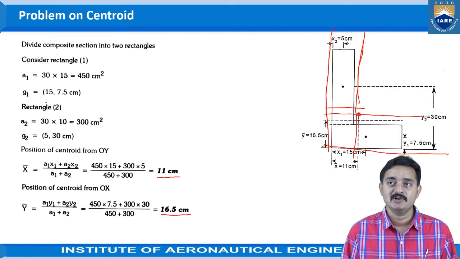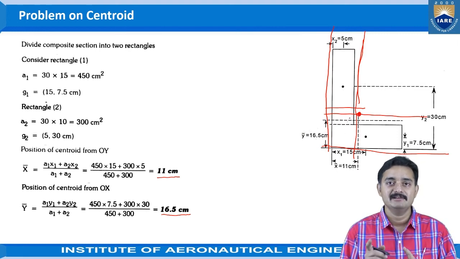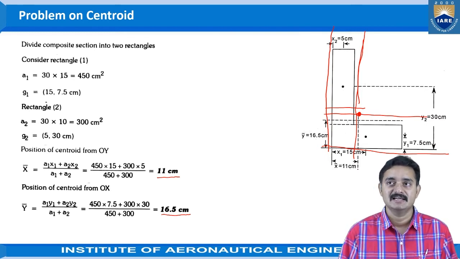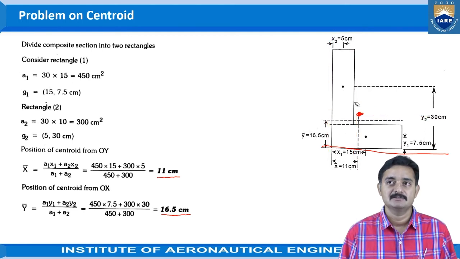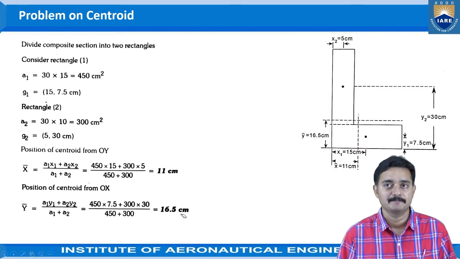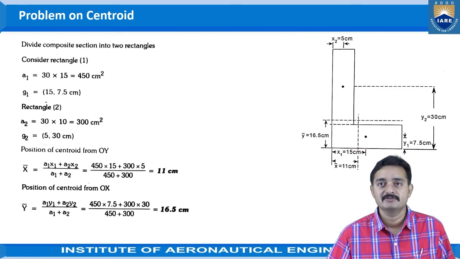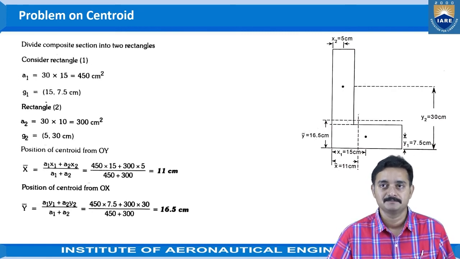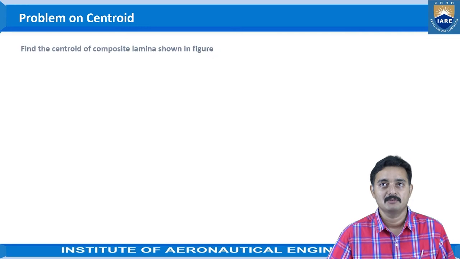So the centroid is lying away from the object. You can see there is no material present here, but the centroid of the given L section is lying away from the object. This is the centroid of the given section. That is the small observation which we have already discussed in the introduction of the centroid topic. So this is the value of centroid for the given L-shaped section. Now let us go to another problem.